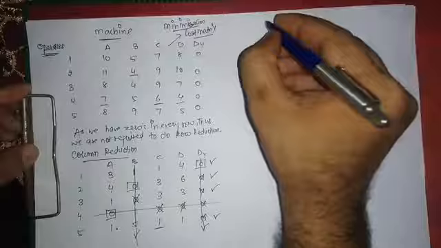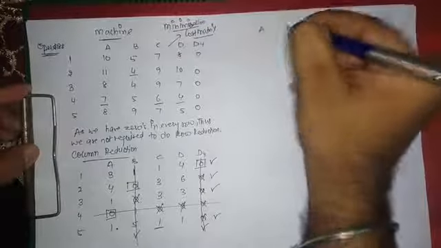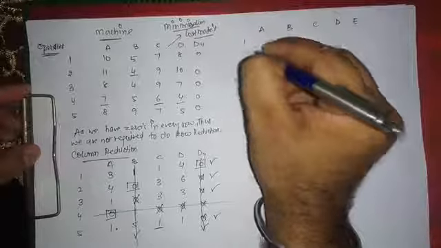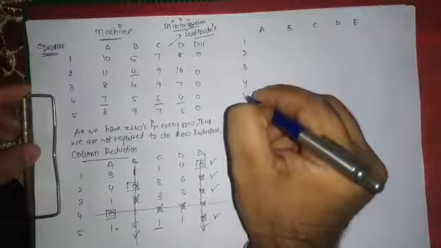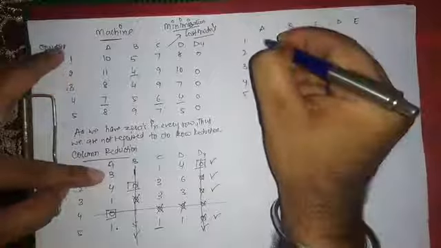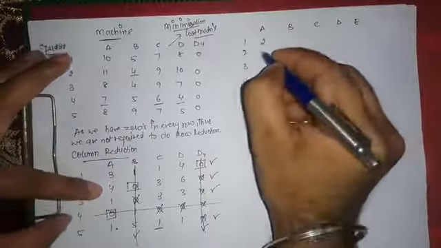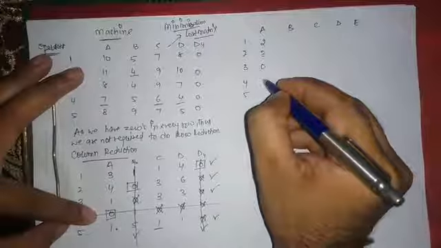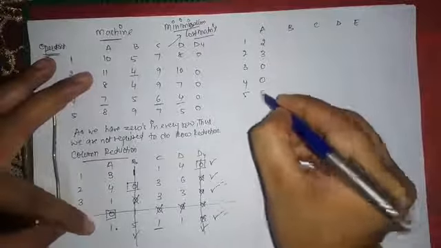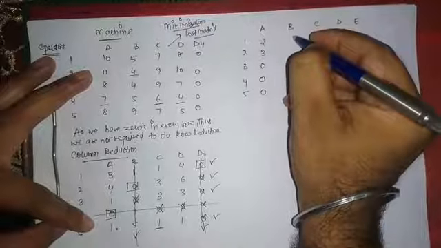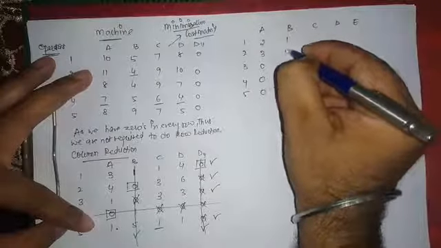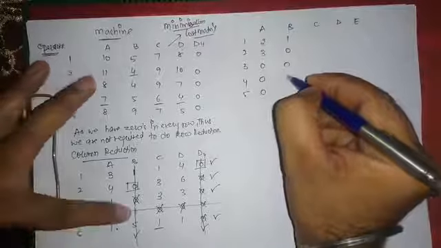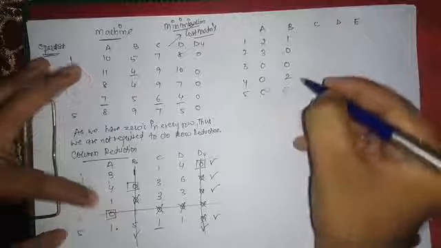Here it is. Our new matrix will be again A, B, C, D, E, 1, 2, 3, 4, 5. So 3 minus 1, 2, 4 minus 1, 3, 1 minus 1, 0, 0 will remain 0, 1 minus 1, 0, again 1 minus 1 will remain the same, 0. At this point 1 plus 1, 2, because it is the intersection point, 5 will remain the same.